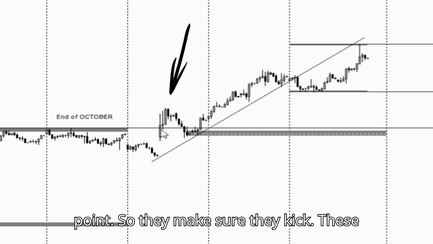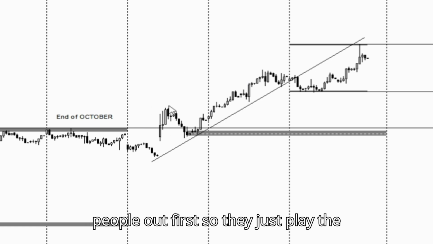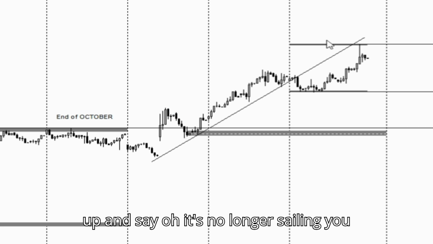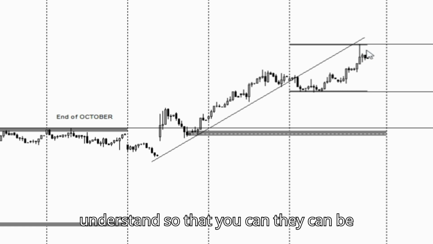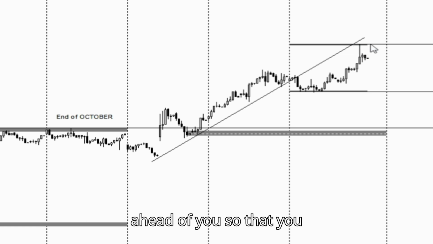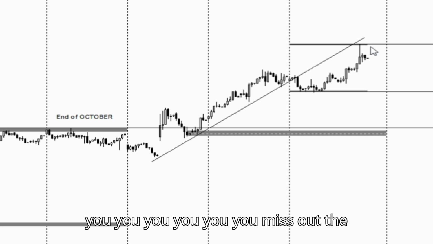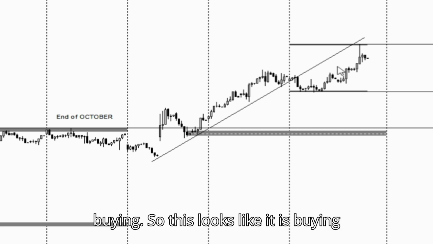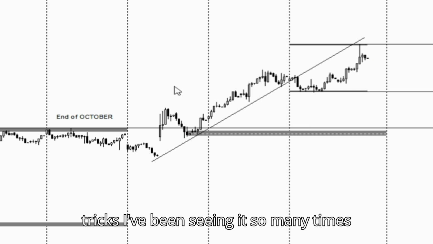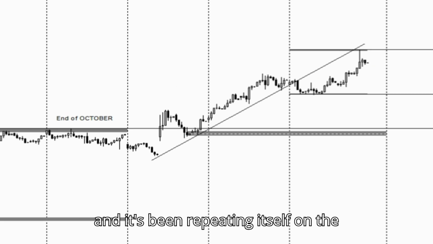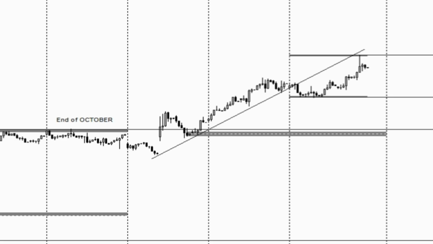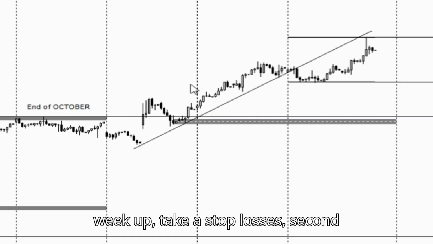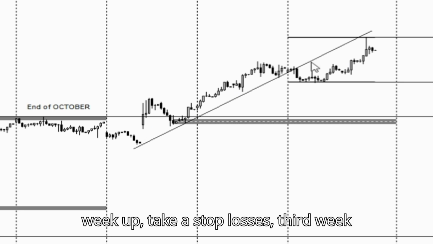So they make sure they kick these people out first. They just play sideways until you guys give up and say, oh, it's no longer selling. You understand? So that they can be ahead of you, so that you miss out on the trade and keep buying. This looks like it is buying, but for me it's not buying. I know these tricks. I've seen it so many times, and it keeps repeating itself on the market. I know these guys: first week up, take a stop loss; second week up, take a stop loss; third week up.